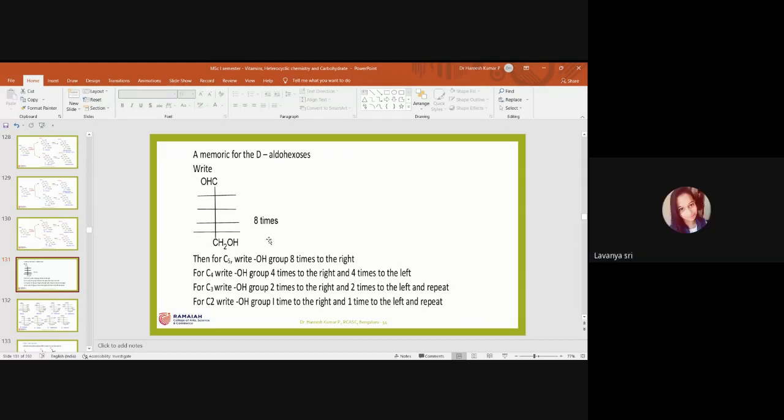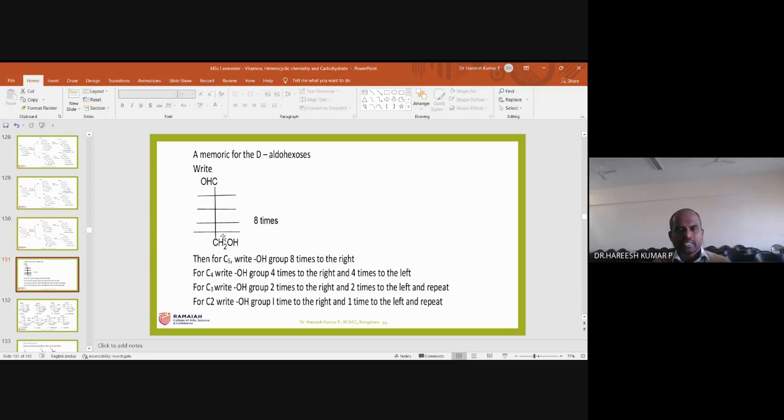Yes, sir. Okay. After writing 8 times of this skeleton, then what you can do? Fifth carbon atom. What is the fifth carbon atom? This one is the fifth carbon. You have to start numbering from the aldehyde. This is 1, 2, 3, 4, 5. So to the fifth carbon atom, right hand side, write OH 8 times.